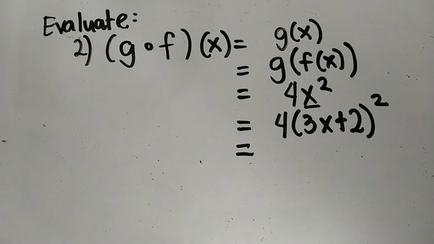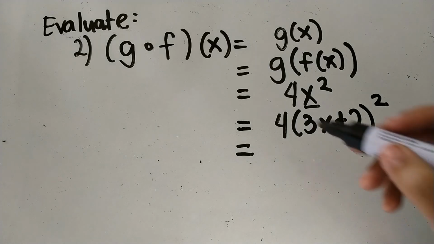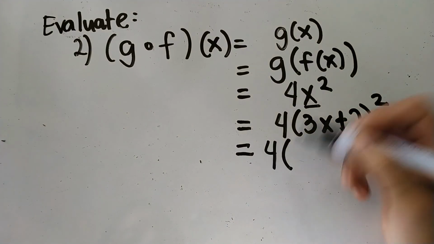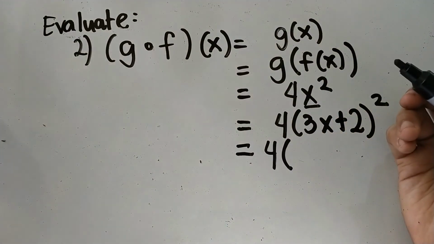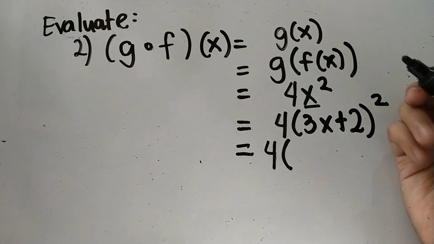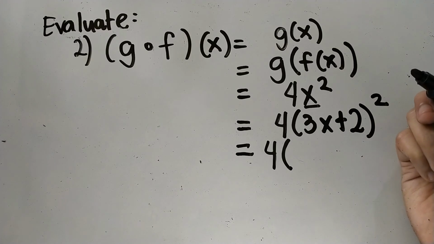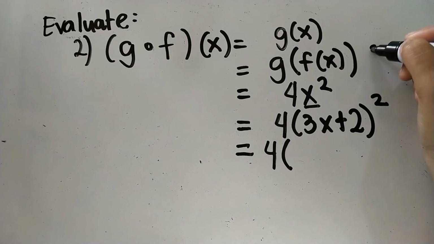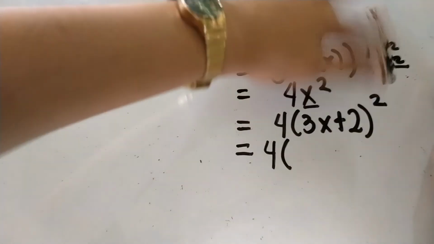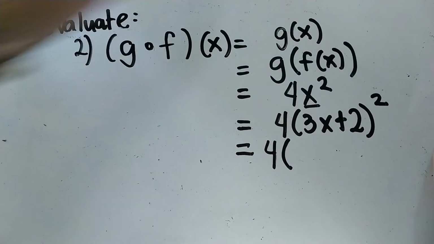Siyempre, simplify muna natin yung square of binomial. Marunong pa ba mag-multiply? Special product, square of binomial. Naku, baka hindi na. 4 times. Pwede naman yung mano-mano. I mean, vertical. Pwede nyo na yung horizontal kung paano kayo nag-multiply ng binomial. This means that it's 3x plus 2 times 3x plus 2. Kayo na bahala kung gusto nyo isolve ng ganyang way. Then, check natin kung tama yung sagot nyo.